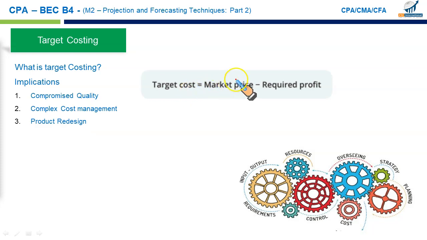So how do we establish target cost? The market price less the desired profit. And this is what you need to achieve as the cost target.